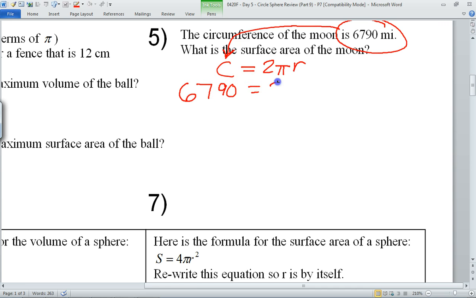So that's going to be 6,790 equals 2 pi times the radius. So I should be able to solve this real quick and find the radius. So let's divide both sides by 2 pi. Okay, just put that in your calculator and tell me what you get.